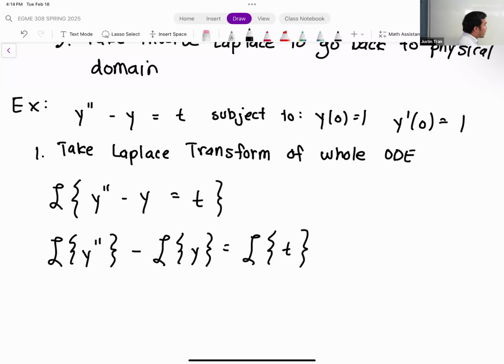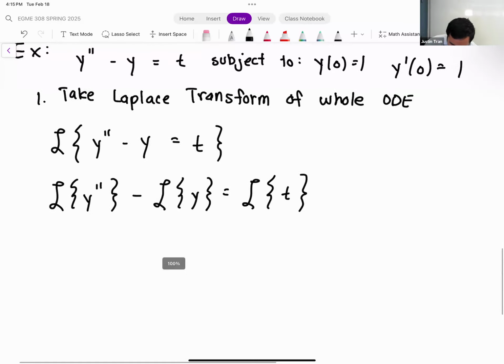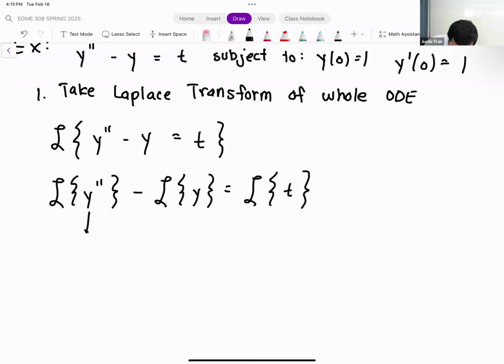Now we can take the Laplace transform of each of these individually. Just note that y here is the unknown, and so when we take the Laplace transform, we don't know what that is exactly, but we can substitute a Laplace expression for it. You'll see what I mean in a second. Let's start with the Laplace transform of y double prime. This is a second order derivative. The Laplace transform of this is going to be s squared Y of s minus s y of 0 minus y prime of 0.